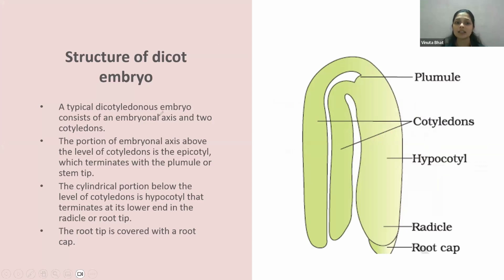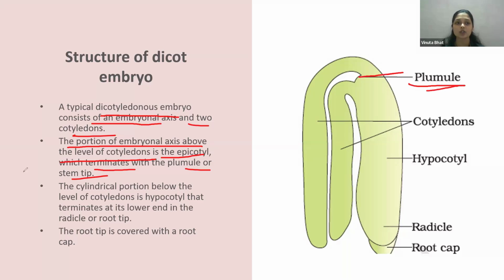A typical dicotyledonous embryo consists of an embryonal axis and two cotyledons. So these are the two cotyledons. The portion of the embryonal axis above the level of cotyledons is called the epicotyl, which terminates with the plumule or the stem tip. The cylindrical portion below the level of cotyledons is the hypocotyl, and that terminates at the lower end in the radicle.